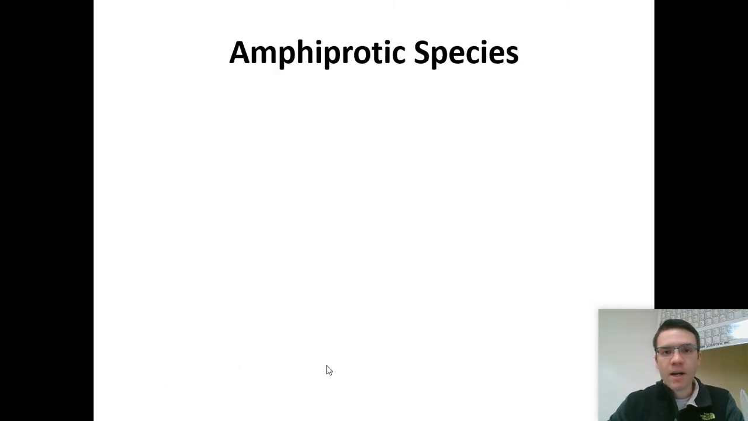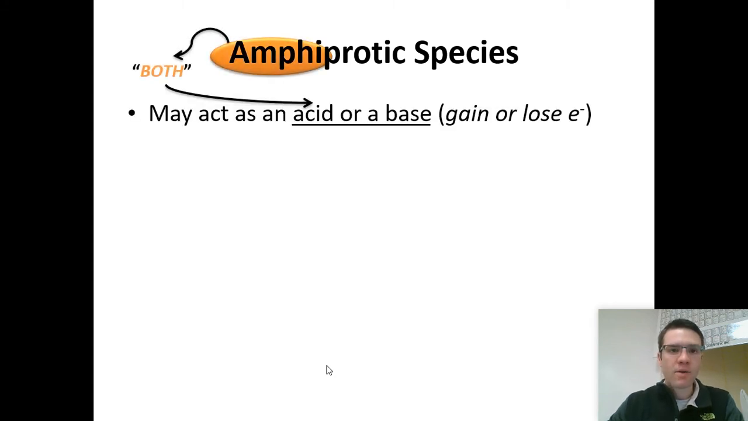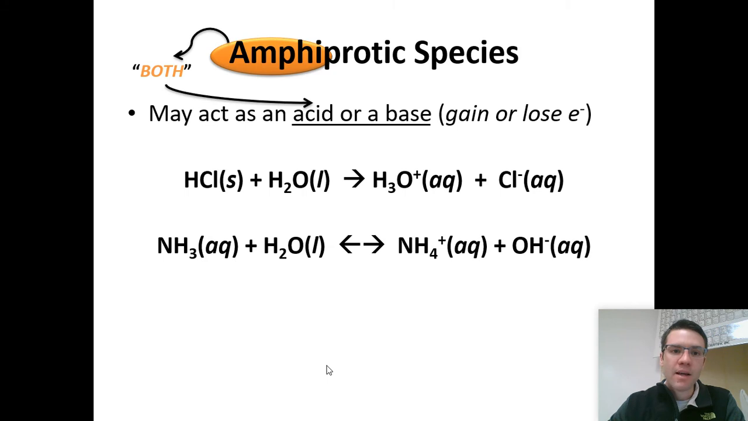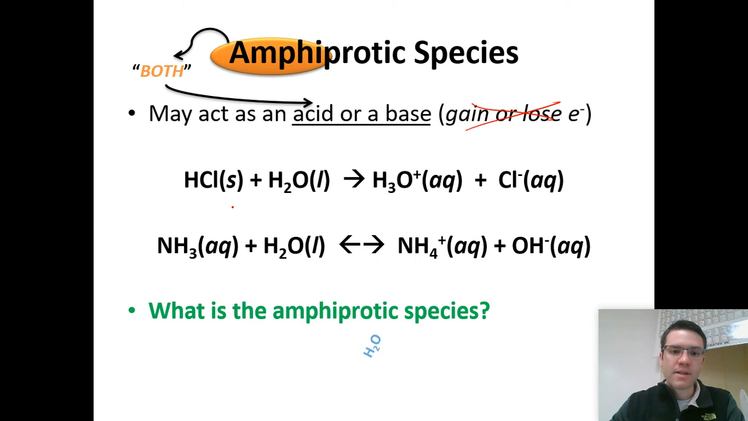Amphiprotic species, a couple of fancy terms for you. There are some compounds that can act both as an acid and a base. Amphi means both. Amphibians are both on land and water. So this would be a compound that can act as an acid or base. And don't worry about the gain or lose electrons. This is a definition of acid bases. That's beyond where we're going in chemistry right now. But an example of this would be H2O. The amphiprotic species up here, H2O in this case accepts the proton. And in this case, it donates the proton.